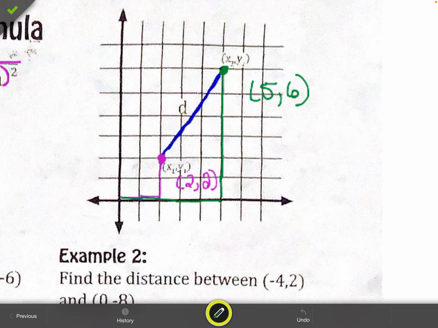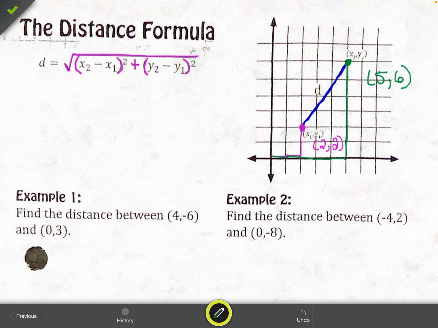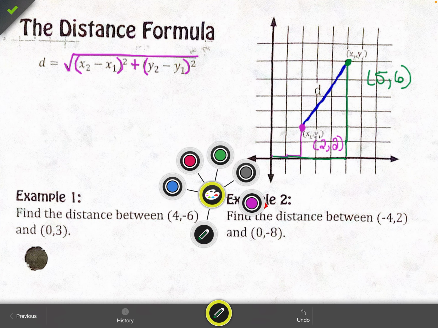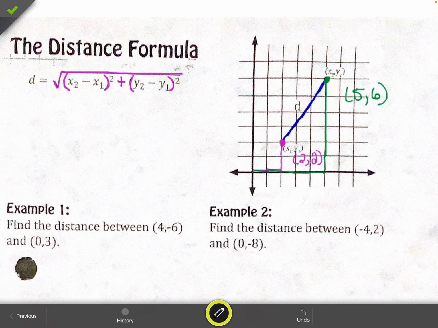So we want to figure out how long that blue line is. How far is it between those 2 points? So we're going to use our formula. Now, people are not a super big fan of this formula because it is a little bit more complicated. But right now we're not doing anything with the square root, just writing it down. So we're going to do x sub 2 minus x sub 1. Second x value minus first x value. And again, it doesn't matter what you call 1 and 2.